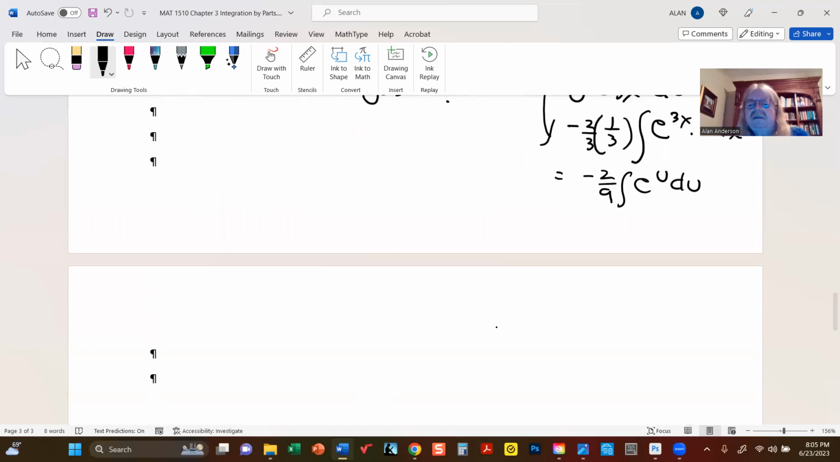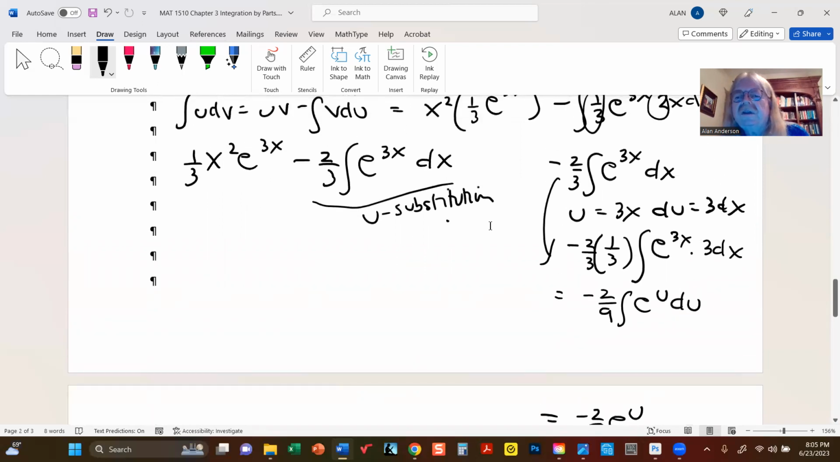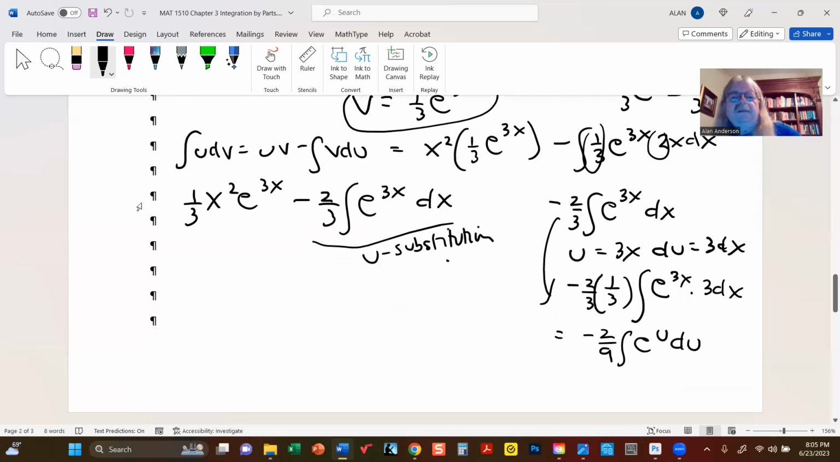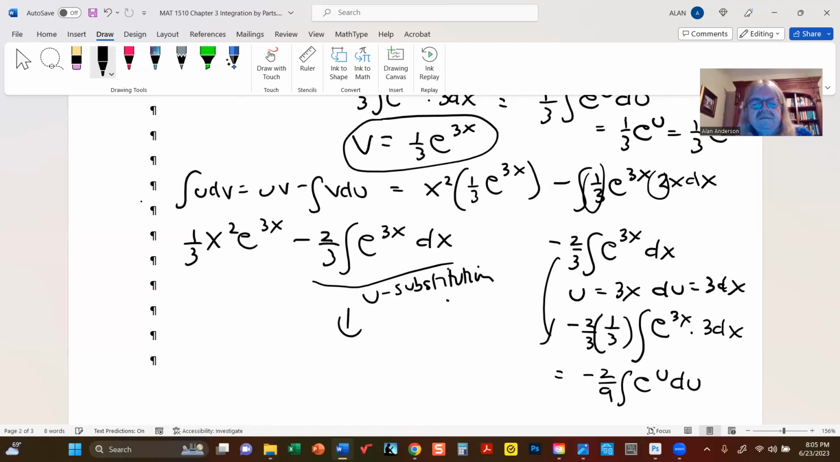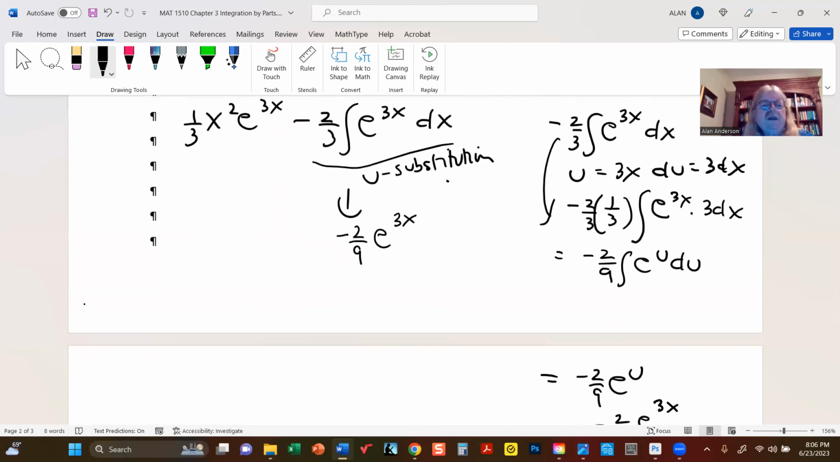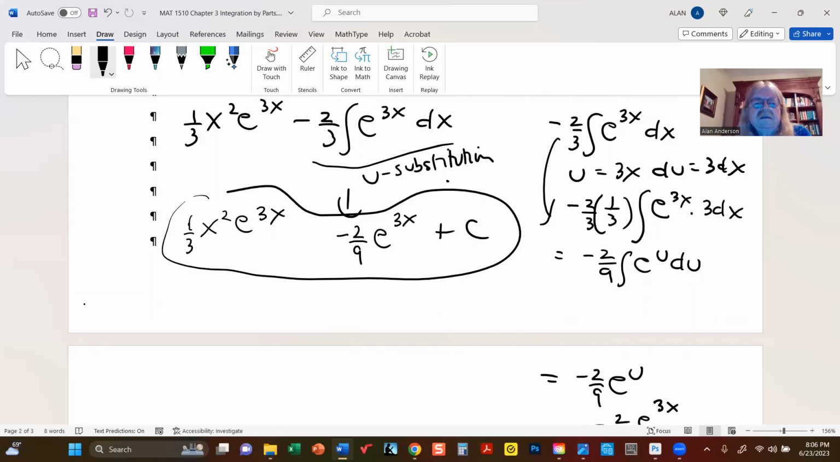Now remember, for the u substitution, we chose u to be equal to 3x. So in other words, what we just did was solve for this term here. It is equal to minus 2/9 e to the 3x. Now this term up here is fine the way it is. And then we just need the constant. Oh my God, what a mess.